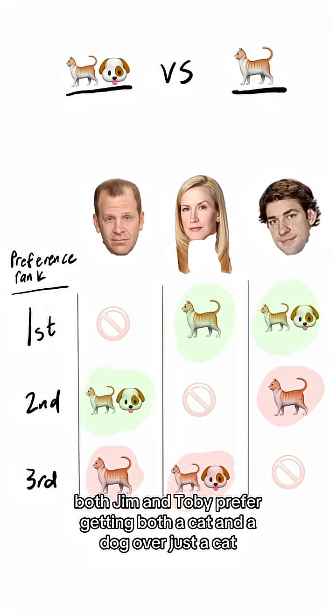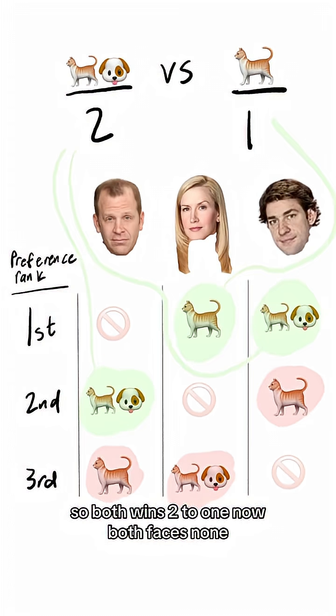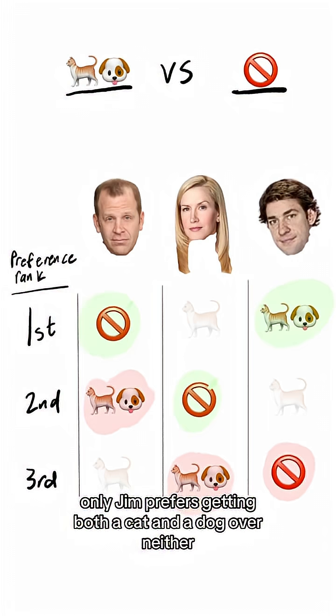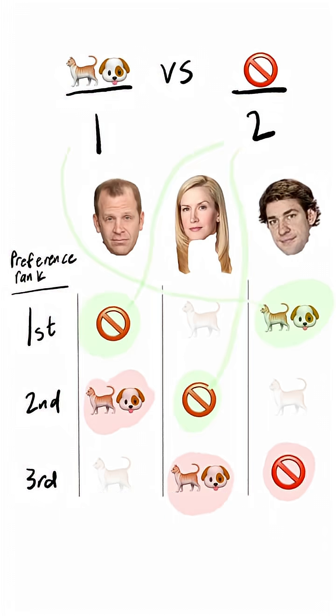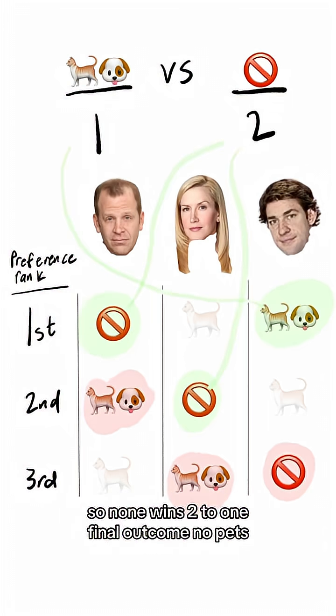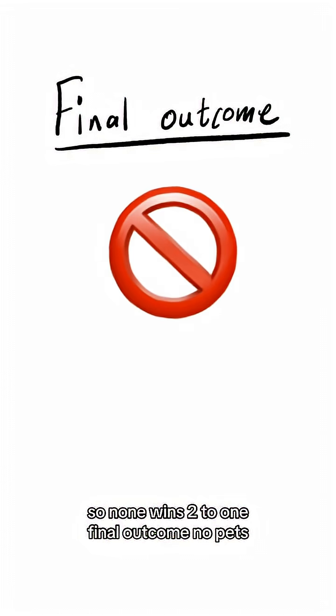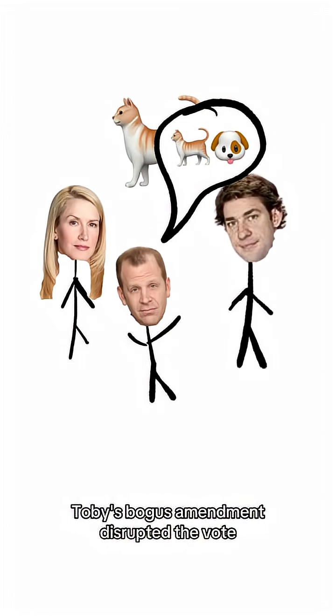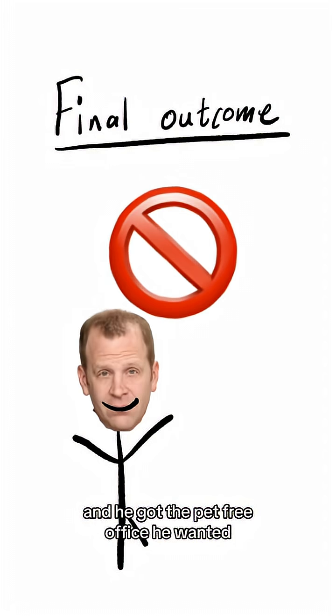Both Jim and Toby prefer getting both a cat and a dog over just a cat, so both wins 2-1. Now both faces none. Only Jim prefers getting both a cat and a dog over neither, so none wins 2-1. Final outcome, no pets. Even though Angela and Jim originally liked the idea of a cat, Toby's bogus amendment disrupted the vote and he got the pet-free office he wanted.